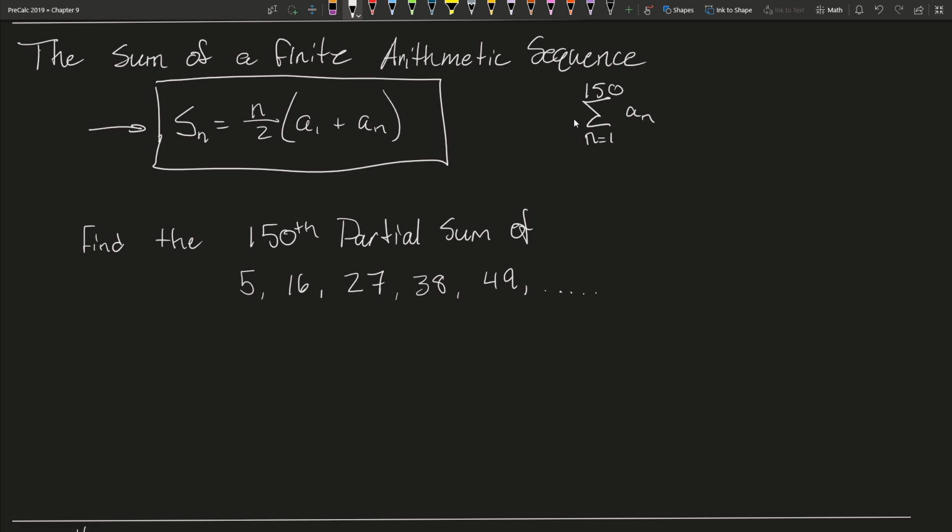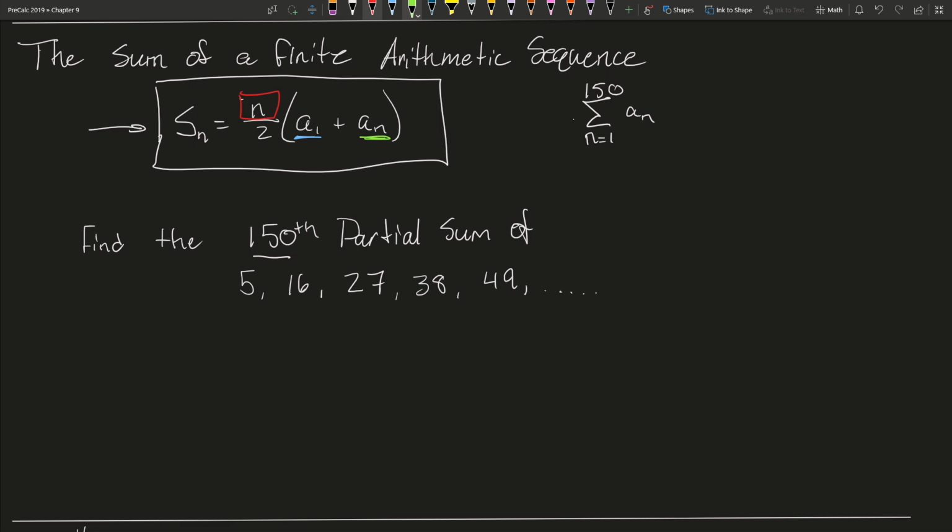So for example, and this again is directly out of your book, find the 150th partial sum of the following sequence. And we're given the sequence 5, 16, 27, 38, 49. And I'm just going to tell you, it is arithmetic. All right, so the first thing we need to do is to find each of these values, right? So we need n, we need a1, and we need an. So we need the last term that we're summing.